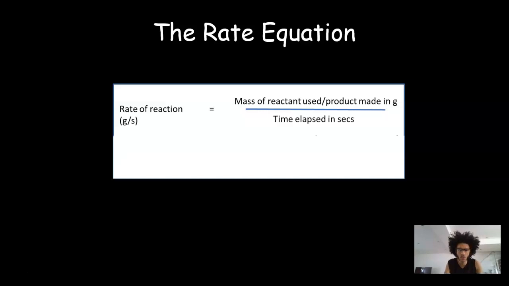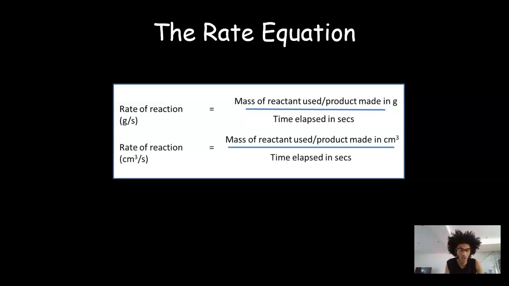Now it doesn't have to just be in grams, it can also be the volume of a gas, and it tends to usually be the volume of a gas that you have produced rather than the volume that you've used up. So the second equation, which is virtually identical to the first, is the volume of reactant used or product made in centimeter cubed divided by time. The only difference is the unit of the rate. In the first case it's grams per second, in the second one it's centimeter cubed per second.